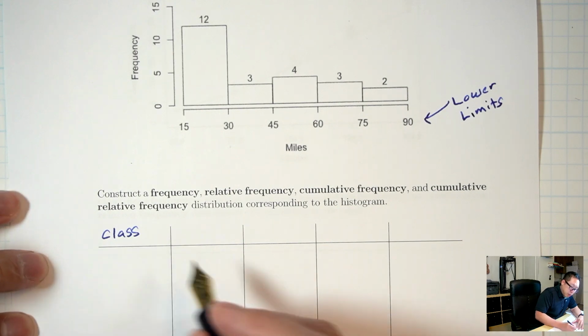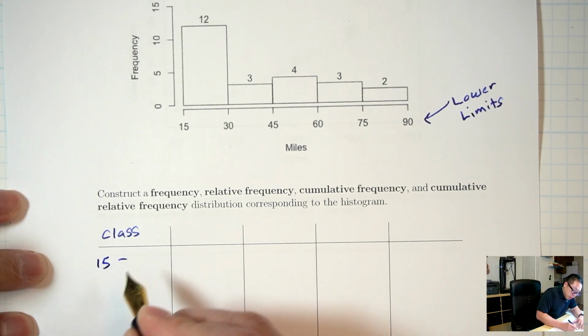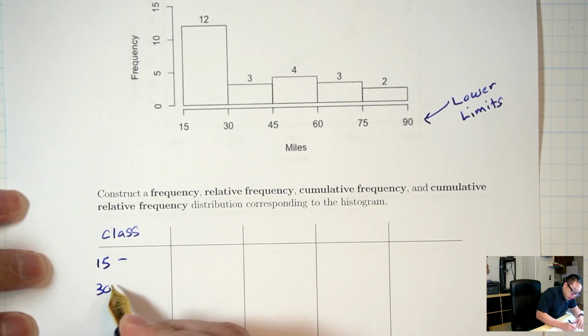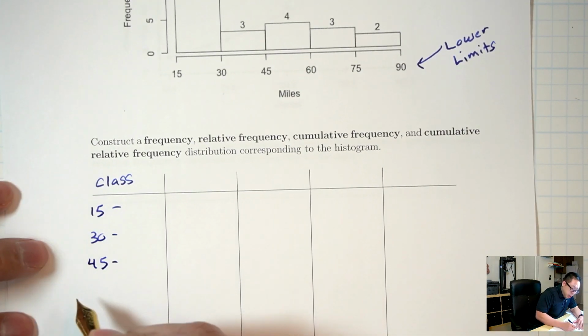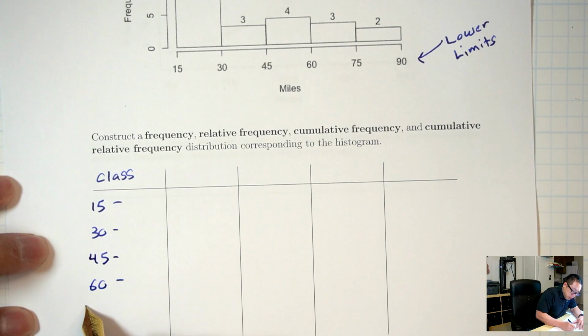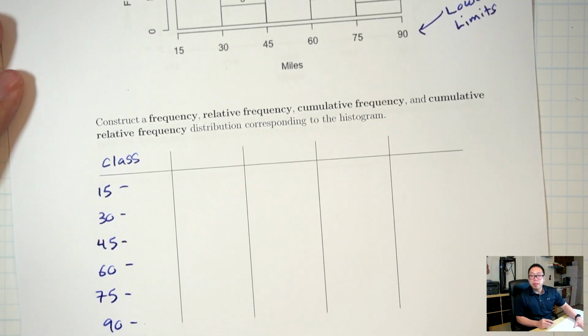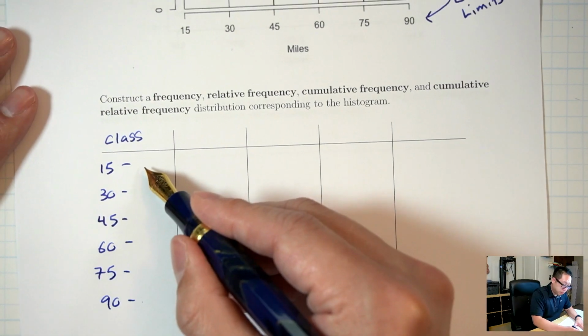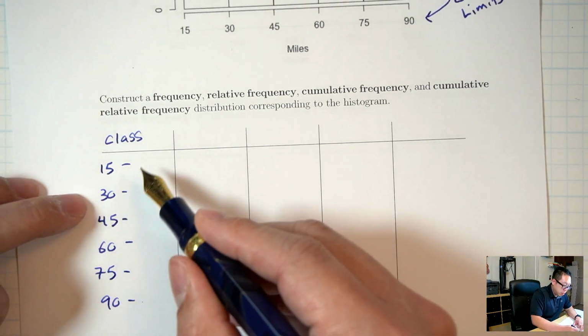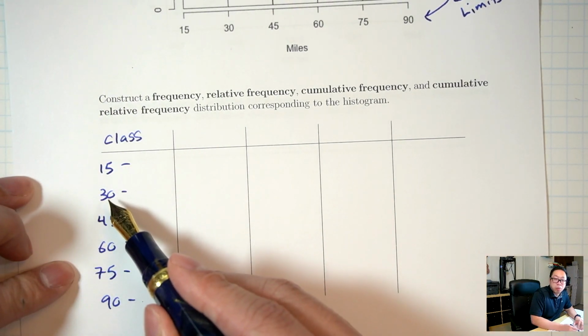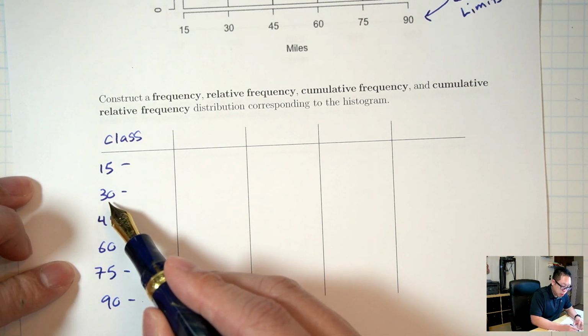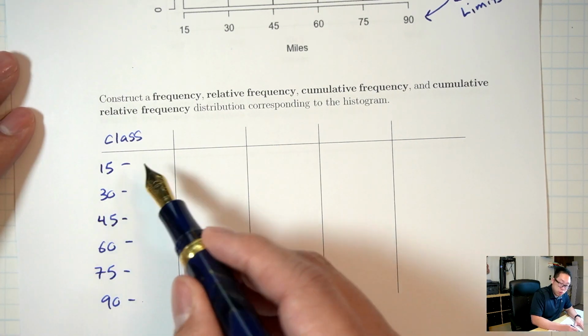So my classes, my ranges should be 15 to something, 30 to something, 45 to something, 60 to something, 75 to something, 90 to something. Now, how do I find the uppers? Just like in the previous example, look at the next lower and go slightly below. So slightly below 30 is 29.